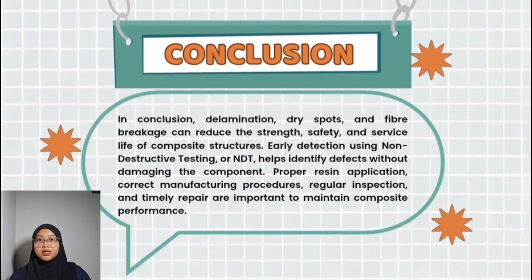In conclusion, delamination, unwetted fiber area, and fiber breakage can reduce the strength, safety, and service life of composite structures. Early detection using non-destructive testing or NDT helps identify defects without damaging the component. Proper resin application, correct manufacturing procedure, regular inspection, and timely repair are important to maintain composite performance.